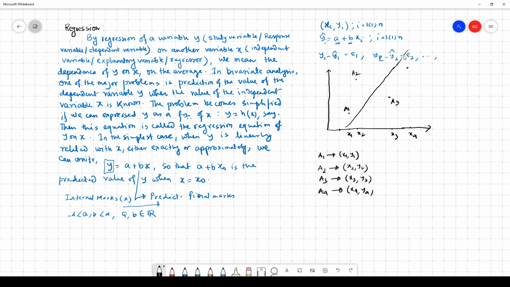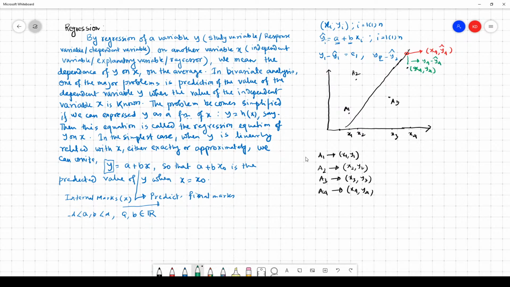Now see that this is red color. I think I did not use a different color for this. This is your x4, y4 hat. Okay. And this is the error. This is the error because this one is x4, y4. So the error is y4 minus y4 hat.